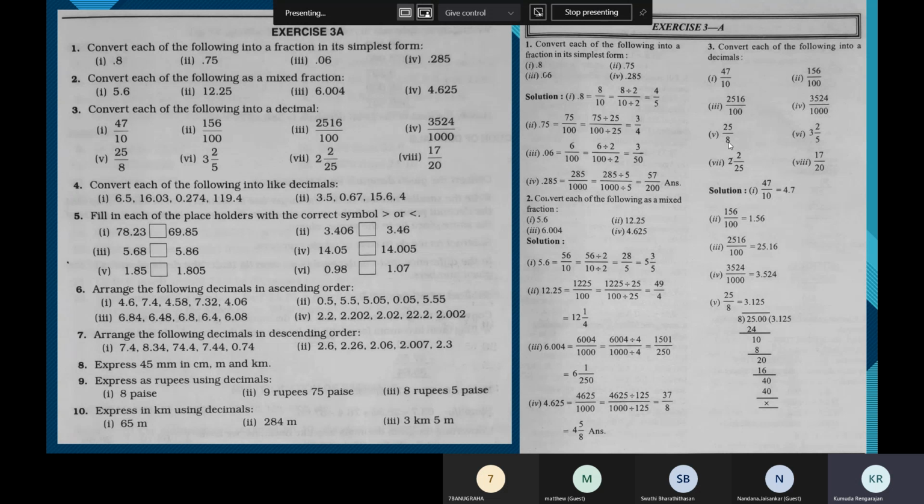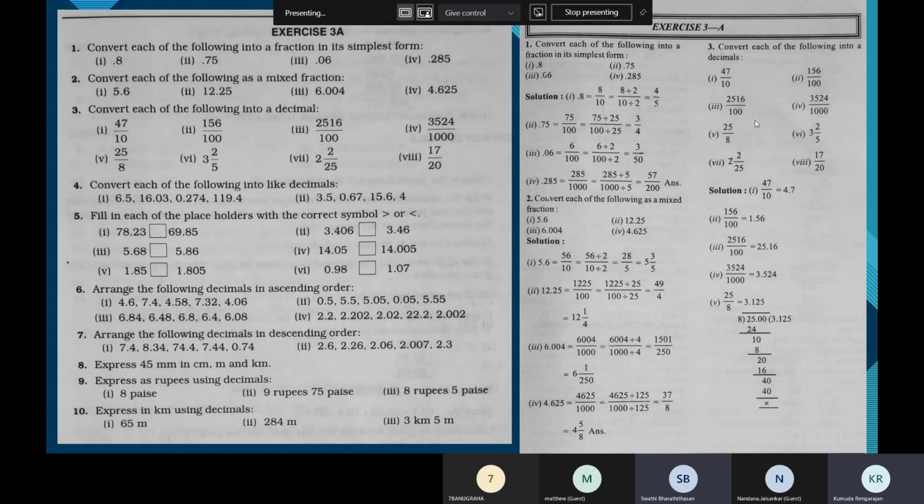Alternatively, the denominator is 8. Bring it to 10, 100, 1000, whichever is the nearest. 8 cannot be multiplied by anything to get 10. Again, 8 multiplied by no natural number will give you 100. But 8 into 125 is 1000. So multiply the numerator and denominator by 125. And that will give you 3125 by 1000. Equivalent fractions.